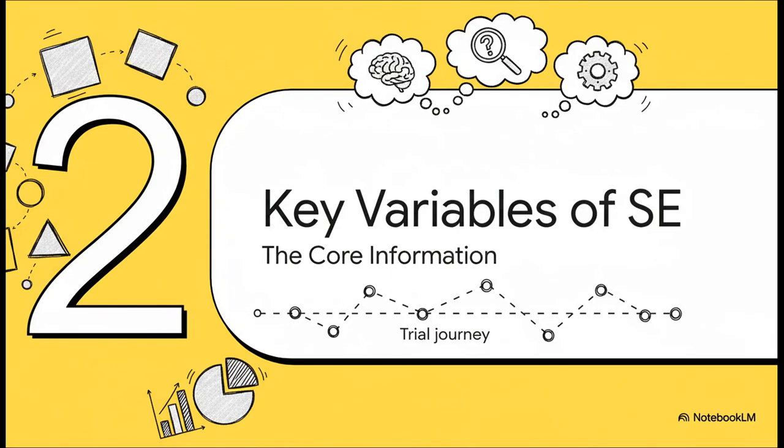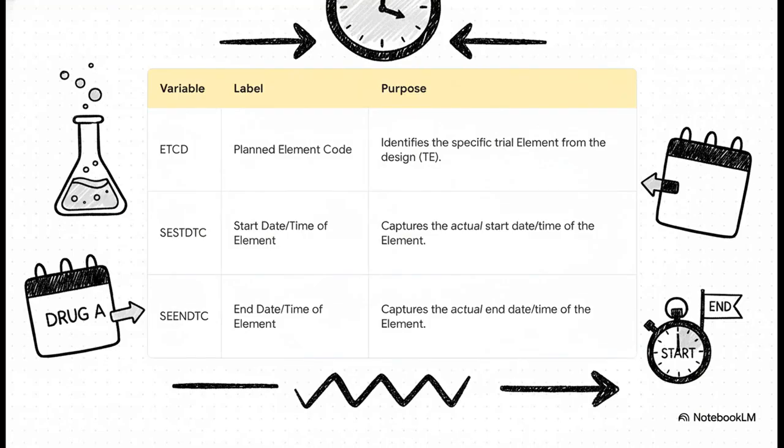Okay, so on to our key variables. How does the SE domain pull this off? Well, it all boils down to a few core pieces of information, what we call variables. Let's break them down. The real power of SE is in how simple it is. It's just 3 key variables that tell the entire story. First up, you've got ETCD. This tells you what element the subject was in. Think drug A treatment or screening. Then you have SESTDTC and SEENDTC. These are like the bookends. They give you the precise start and end times for that element. You put them all together and bam, you've got this super clean, powerful log of the subject's timeline.